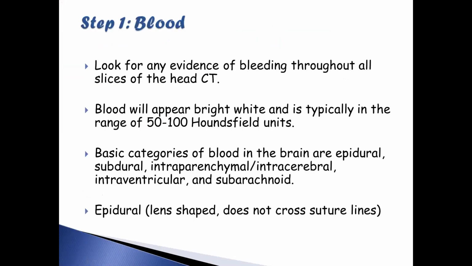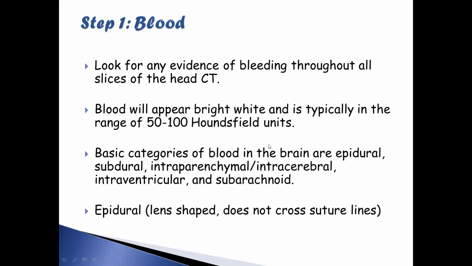So let's get into it with details. So step one, blood. You need to look for any evidence of bleeding throughout all slices of the head CT. You need to take note that blood will appear bright white and is typically in the range of 50 to 100 Hounsfield units. So it will be bright white, okay?